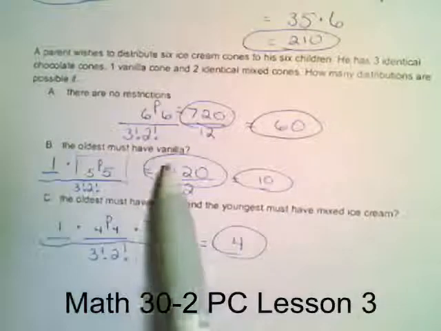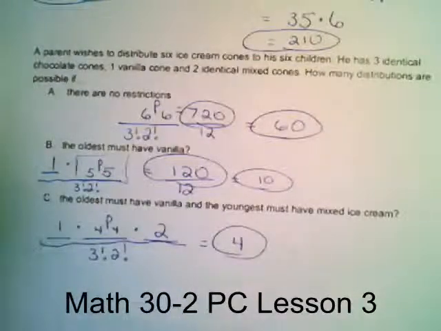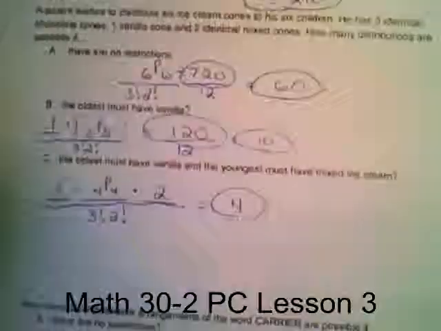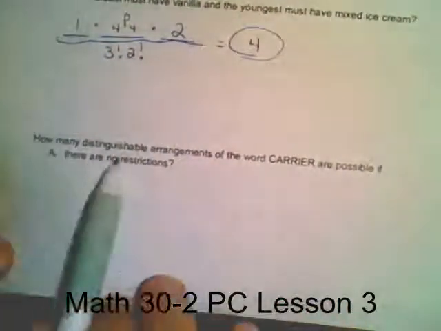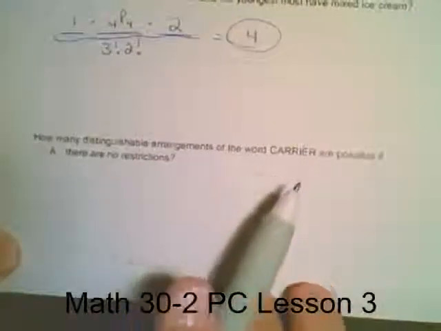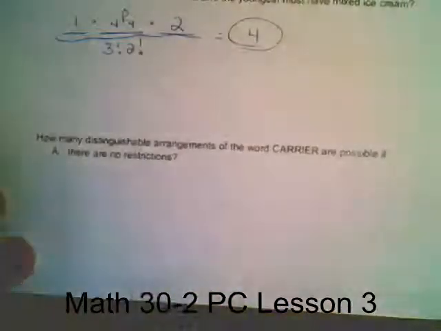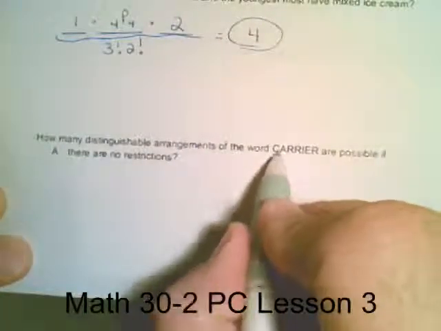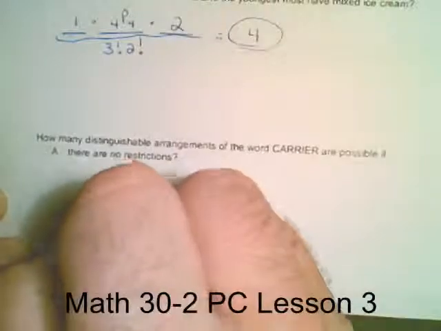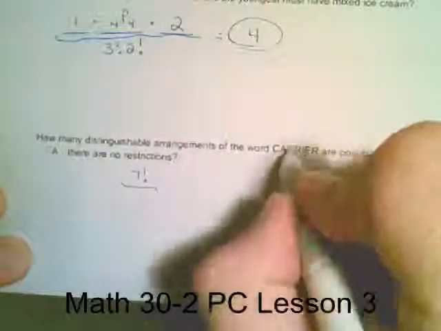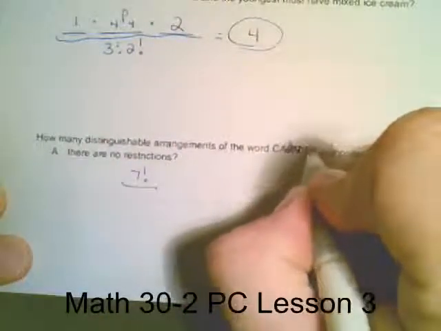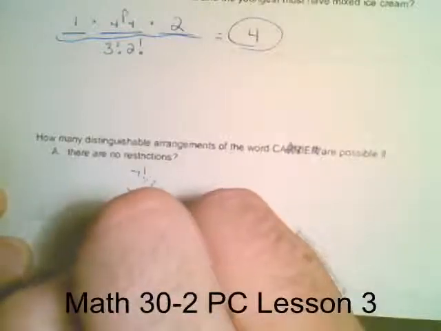In this particular case, the oldest must have vanilla, so dividing by 3 factorial, 2 factorial, what I end up with is 4. Okay, I just did the math. If I crunch the number, oldest must have vanilla and the youngest must have mixed, there are 4 possible distributions. Okay, so that's the situation that I've got there.